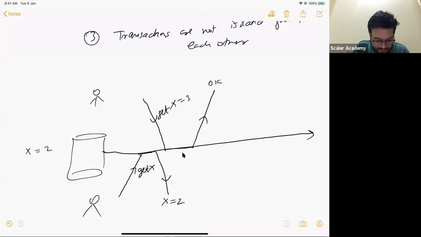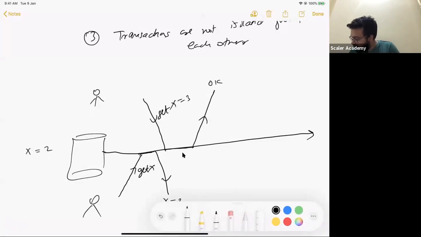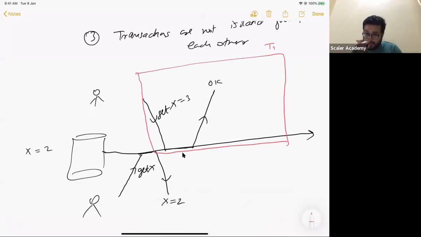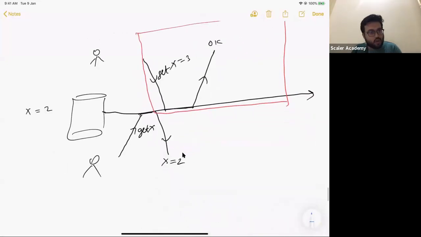Folks, does it make sense? Let's assume these users were running a transaction. A transaction can have more than one statement, right? So let's say this user was running a transaction. Let's call this transaction 1. The first operation in this transaction 1 was this, and let's assume this user is also running a transaction, and his transaction starts from here and ends at here.